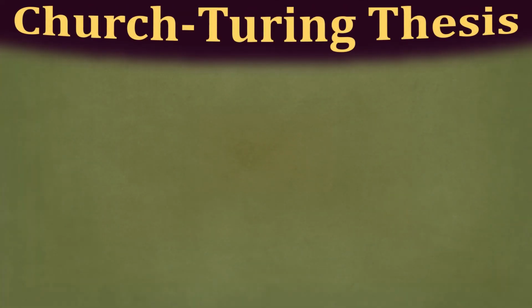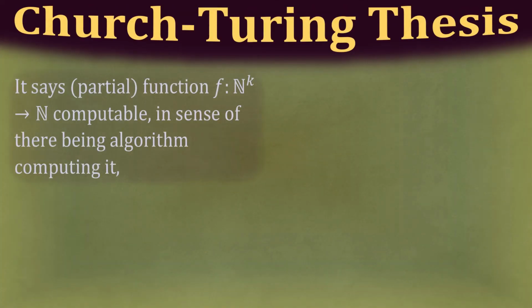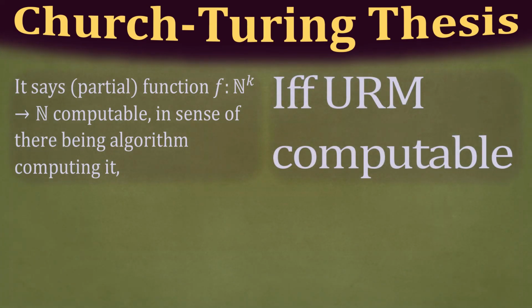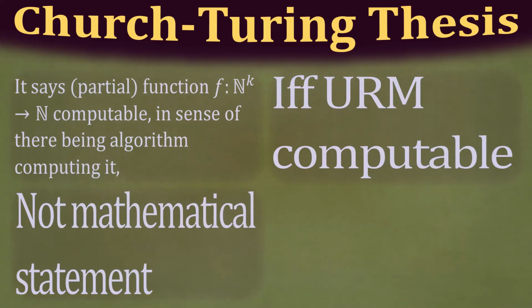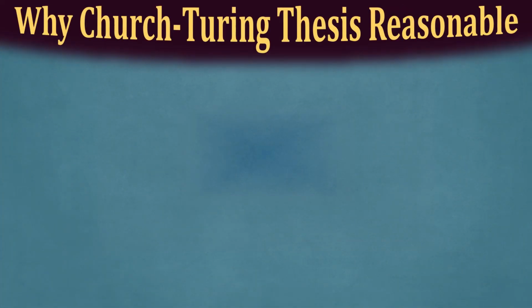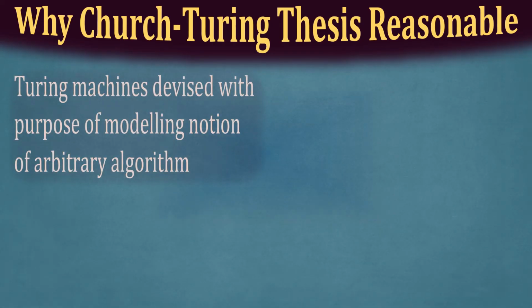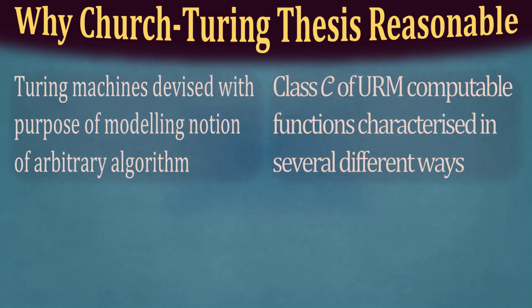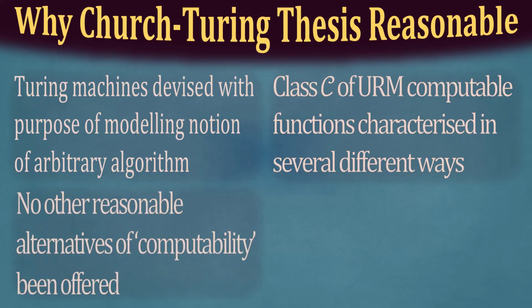Now, let's state the Church-Turing thesis. It says a partial function f from the naturals to the k to the naturals is computable, in the sense of there being an algorithm computing it, if and only if it is URM computable. Note, this is not a mathematical statement. Hence, let's give reasons why the Church-Turing thesis seems reasonable. First, Turing machines were devised precisely with the purpose of modelling the notion of arbitrary algorithms as given by Turing's analysis. Second, the class of URM computable functions can be characterized in several different ways. And third, no other reasonable alternatives of computability have been offered.